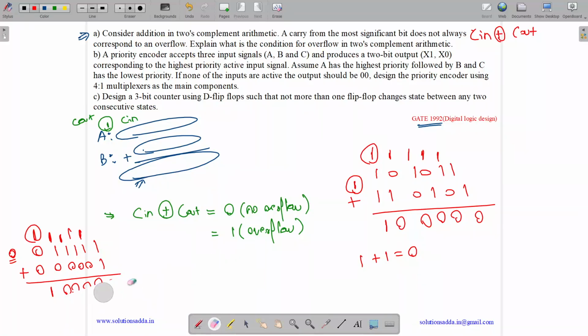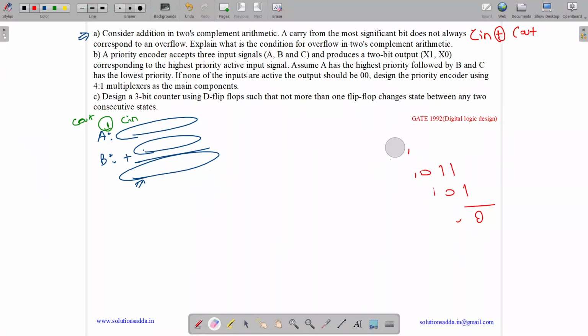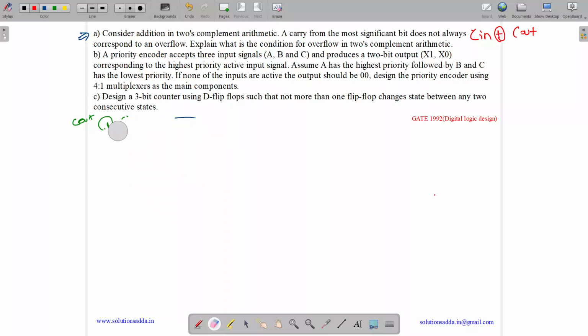Now let us see part B of this question. Part B states, a priority encoder accepts three input signals A, B and C and produces a 2-bit output x1 x0 corresponding to the highest priority active input signal. Assume A has the highest priority followed by B, and C has the lowest priority. If none of the inputs are active, the output should be 0, 0. Design the priority encoder using a 4x1 multiplexer as the main component. So we have to design the priority encoder for this. Okay.